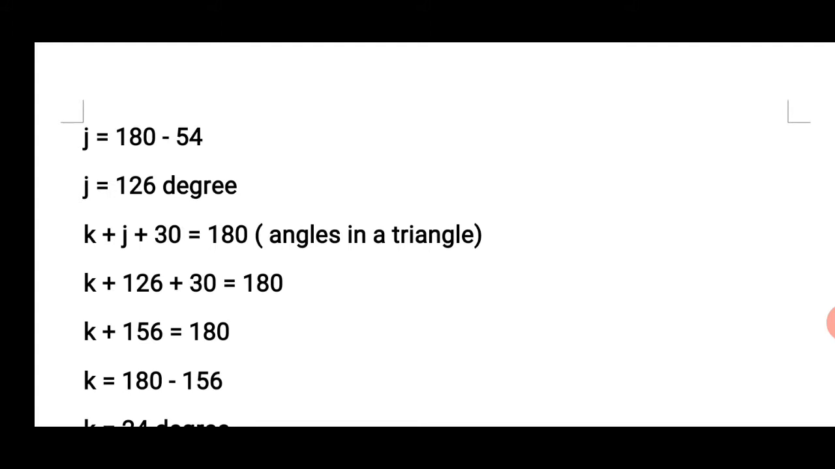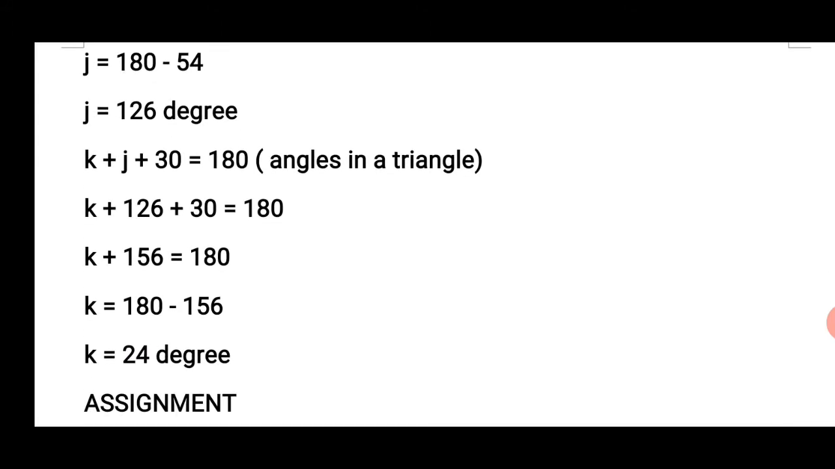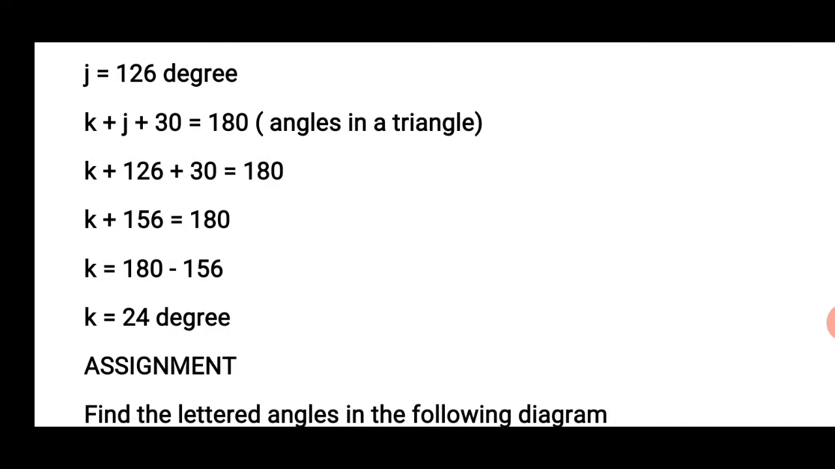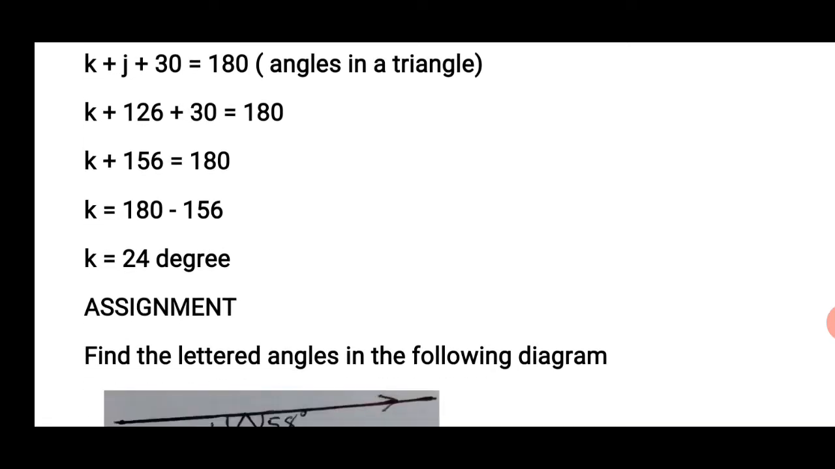So we have K plus 126 plus 30 is equal to 180. Then we add 126 and 30, we have 156. So K plus 156 is equal to 180. Now transfer 156 to the other side of the equation where it becomes minus. Then we have K is equal to 180 minus 156. So our K is equal to 24 degrees.